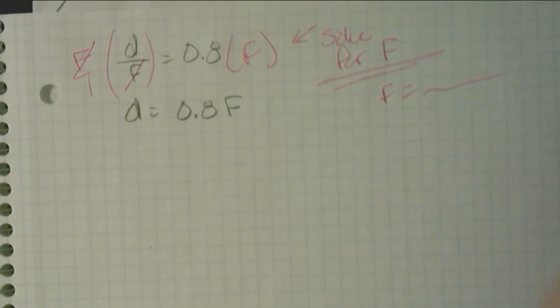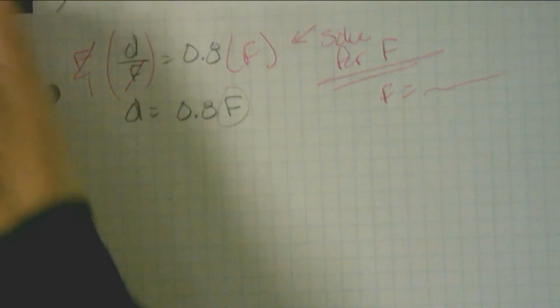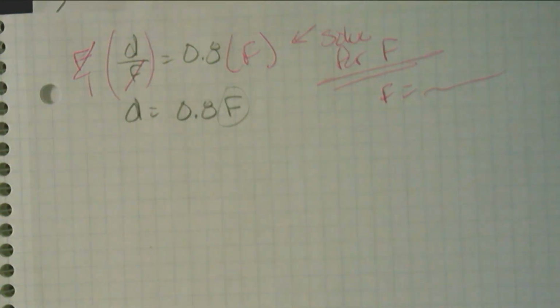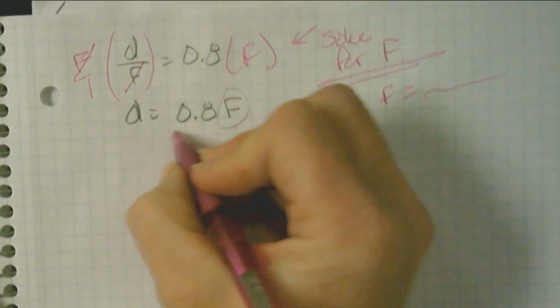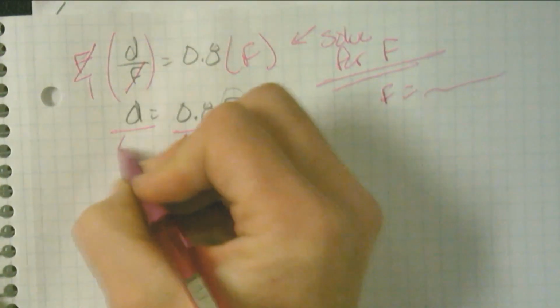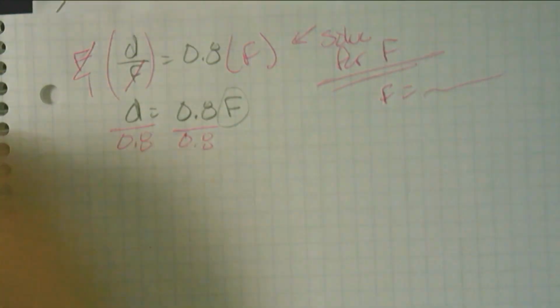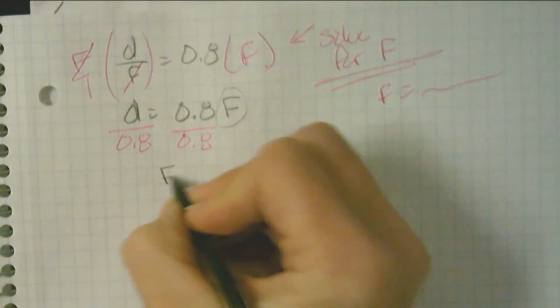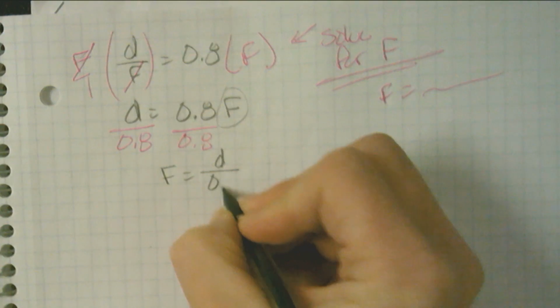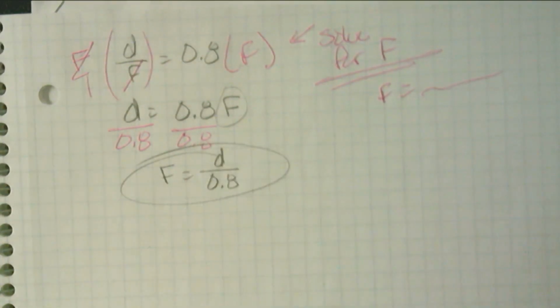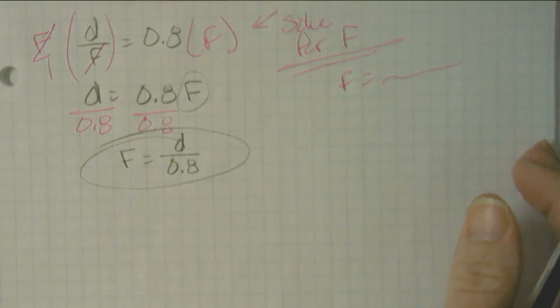Now what? I need to get f alone. Now what? Charlotte? Yes, I'm going to divide each side by 0.8. So I end up with f is equal to d over 0.8. Now I have my equation for force.